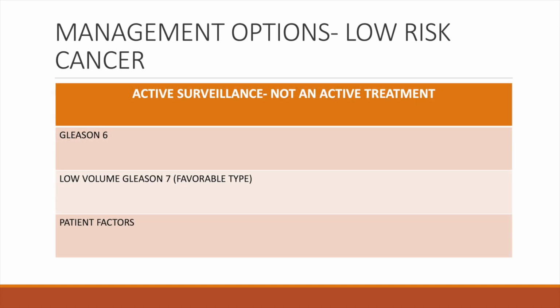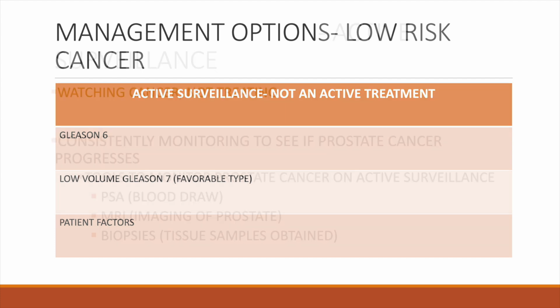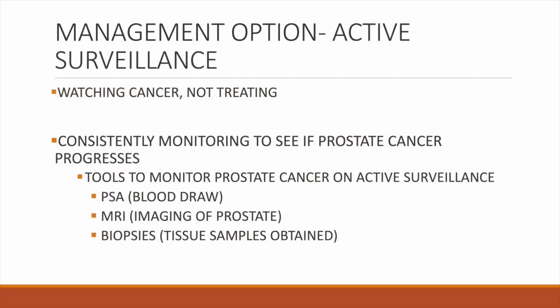Let's say we do have the Gleason 6 or a favorable 7. These are less likely to leave the prostate and spread to the rest of the body. That's when we do something called active surveillance. This is watching cancer, we're not treating it. And it's consistently monitoring to see if that prostate cancer progresses. How do we do that? We draw PSA, which is the blood draw. We'll throw some MRIs in there that help give us further information, and then also other biopsies.